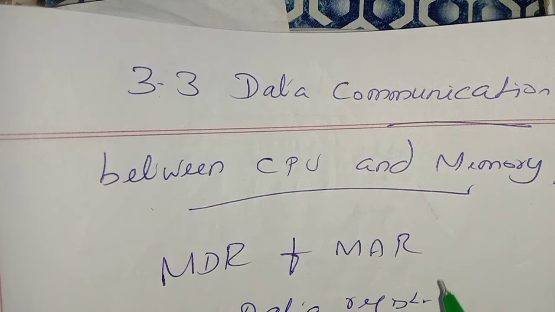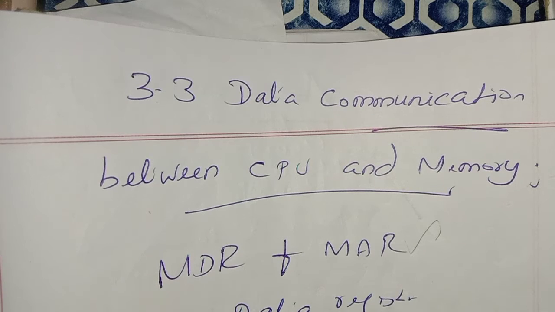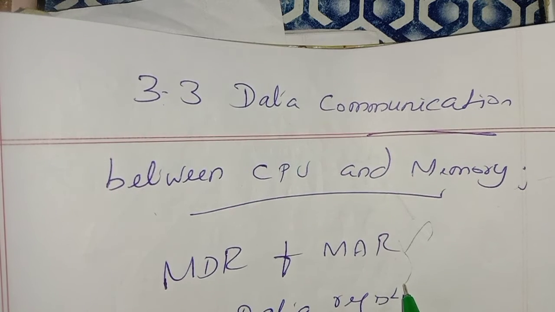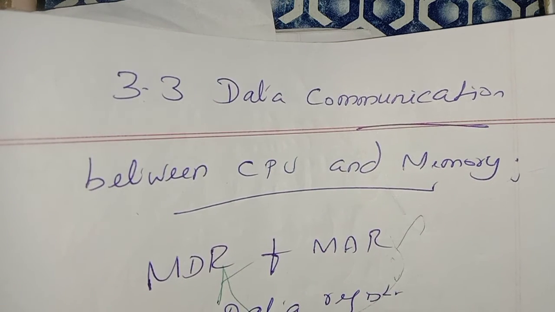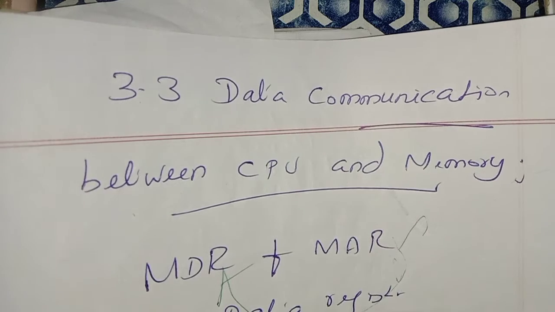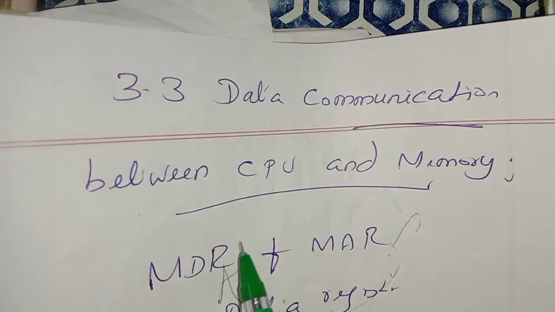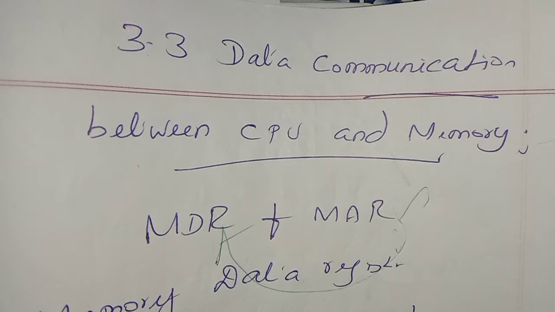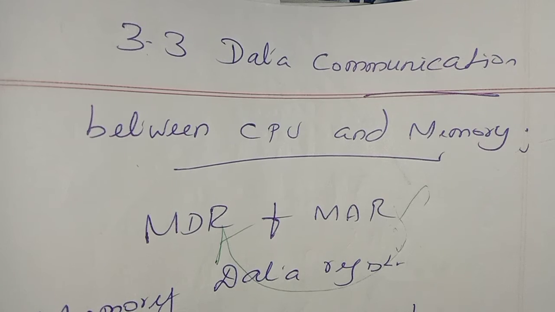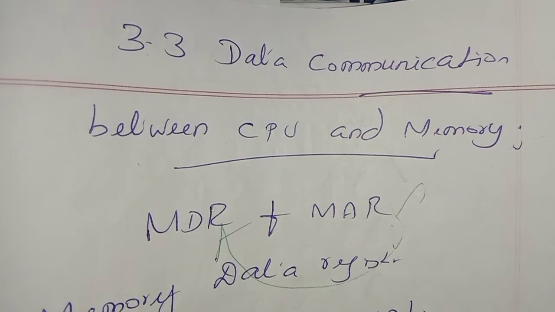So you must have the address register. Then only you can go, search for the place and select it. Then you keep the data in the data register, MDR. So MAR is the memory address register, MDR is the memory data register. With MAR, you search for the address and access the data. Once you access the data, you place it in MDR, the memory data register.